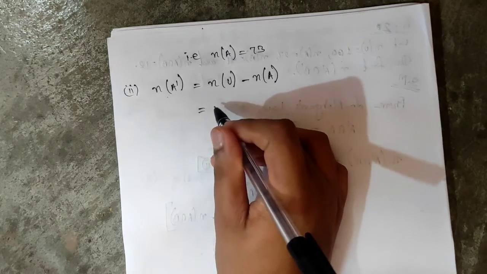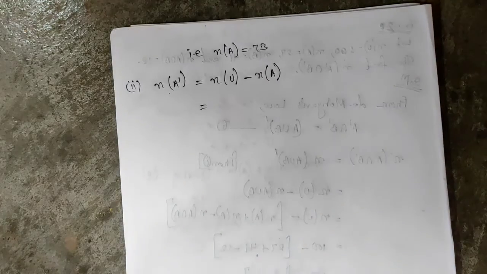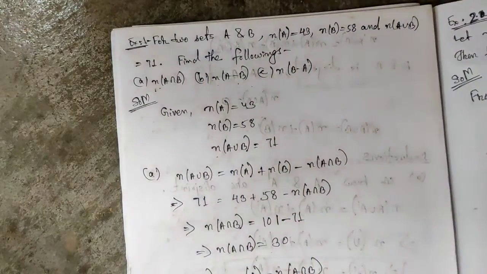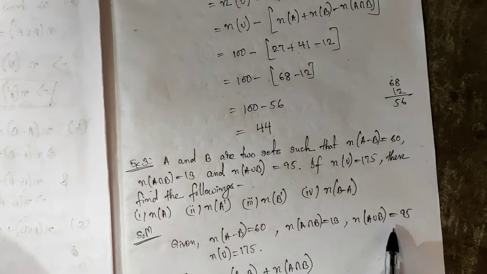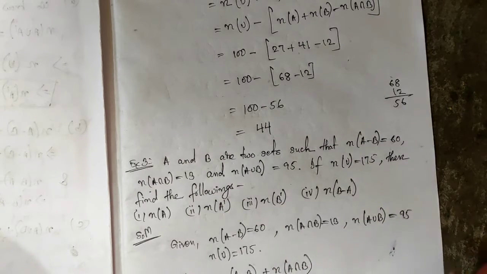So how much is given in the universal set? Okay, let's see. That is in the previous question we already saw: n of U equal to how much? 175, and n of A we have already got, 73.